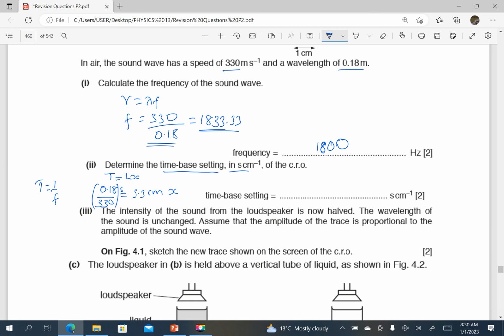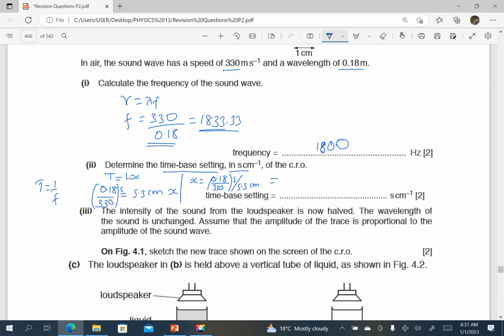So I'm now just going to divide to find x. So x is going to be 0.18 divided by 330, again divide by 5.3. This is in centimeters, this is in seconds. So 0.18 divided by 330 divided by 5.3.